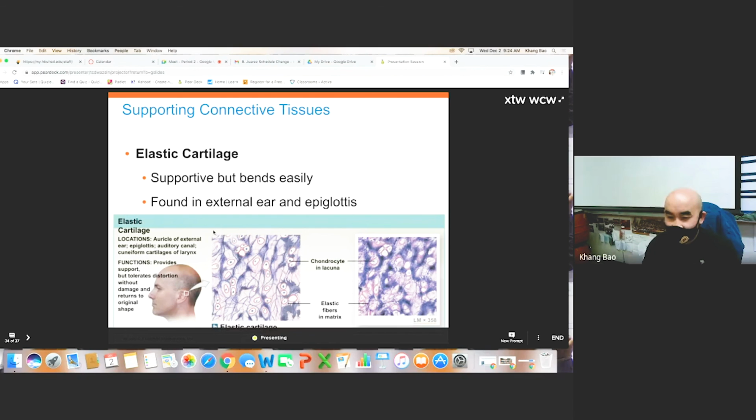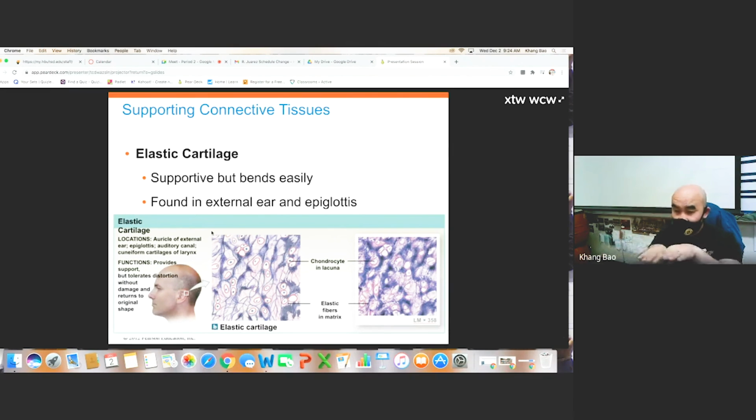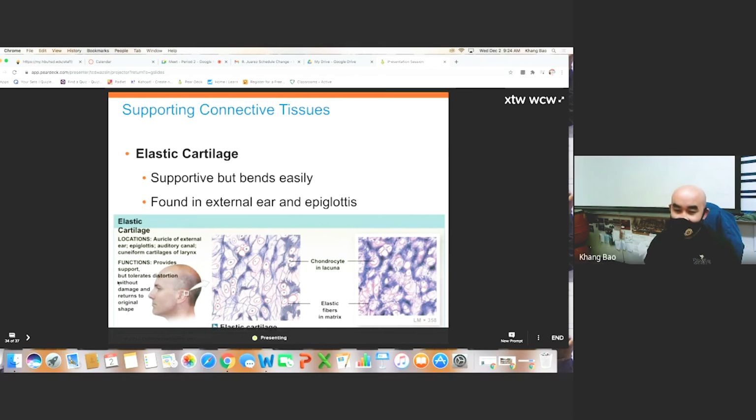And then the next thing is elastic cartilage, right? Like the name suggests, it allows bending. It contains elastic cells. It's like your ear is elastic cartilage, you can bend it around. Epiglottis, this is the flap that covers your eating and breathing tubes, esophagus and trachea. That's your epiglottis, and that's made up of elastic cartilage.